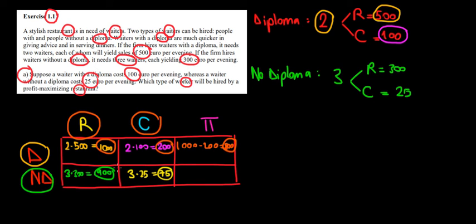Now the profit would be again the difference between revenues and costs, and we would get a profit of 900 minus 75. So 900 minus 75, that would be 825. What we can see is that 825 is higher than 800, meaning that we are going to hire 3 waiters without diploma, and we are done.